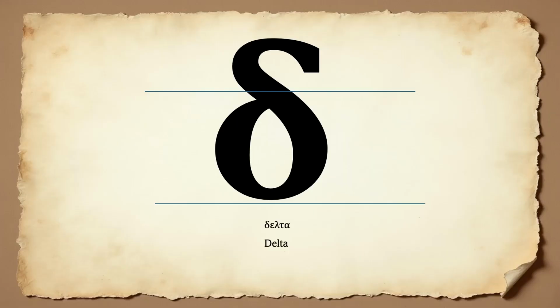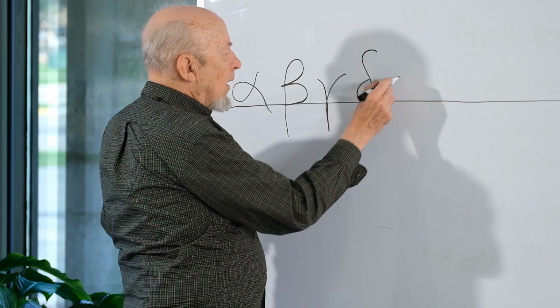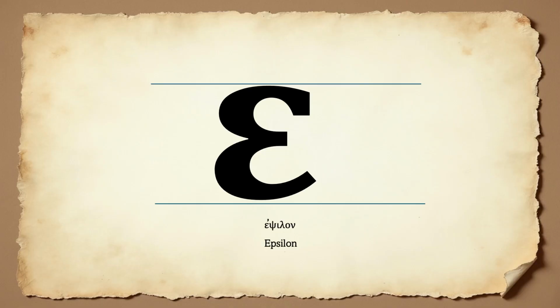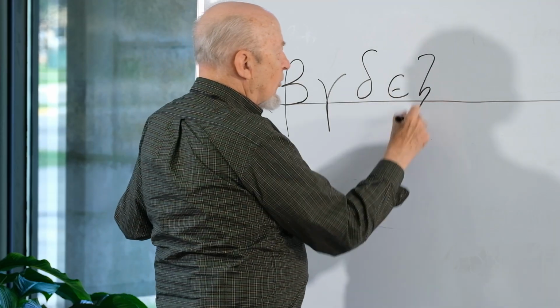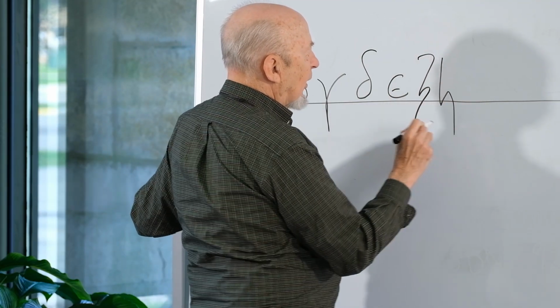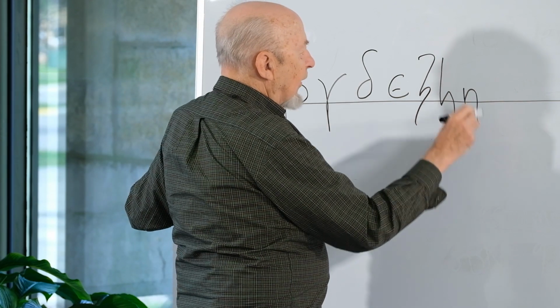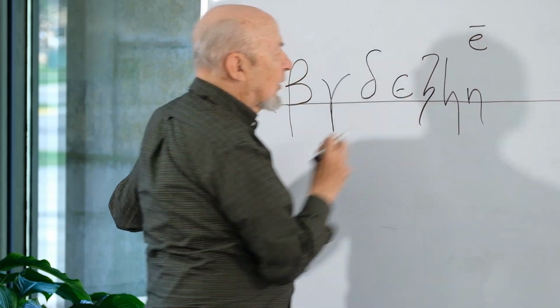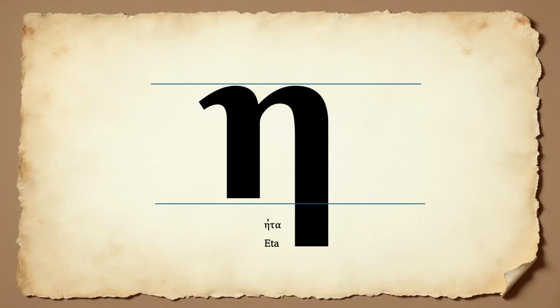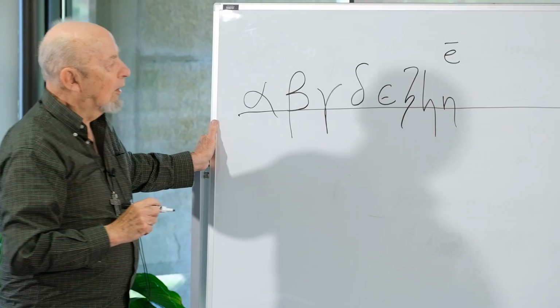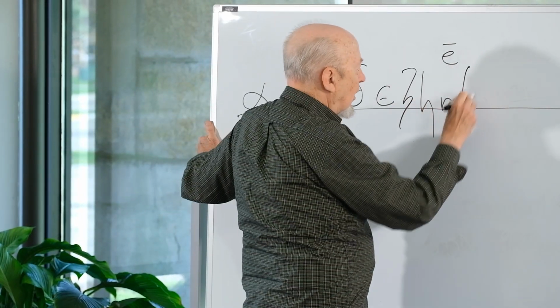Alpha, beta, gamma, delta, epsilon, zeta. Some people make a zeta like that. Zeta, eta. Now this eta is transliterated as an E with a long mark over it. We pronounce it eta.